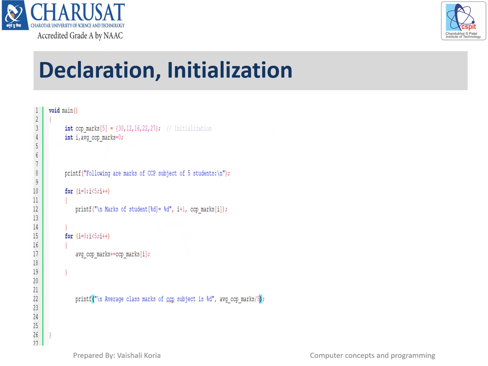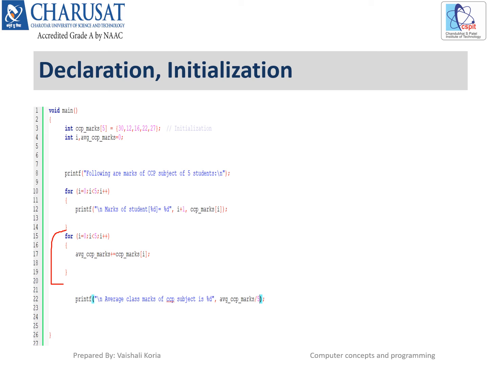Now we want to find out the average. For the average we have to do the addition of all the values and then divide by the size of the array. So here another for loop is used to find out the summation of the marks of all students.